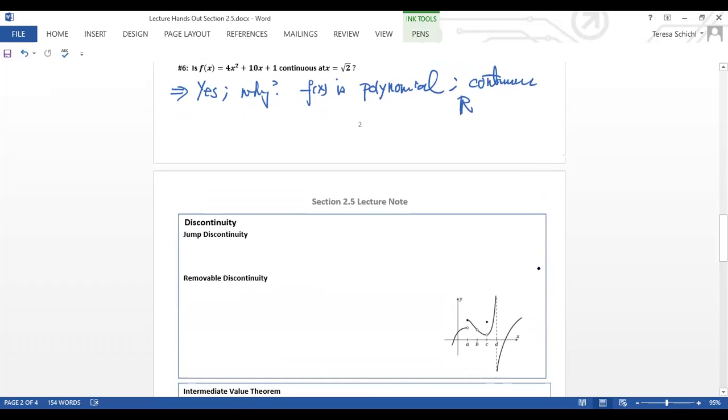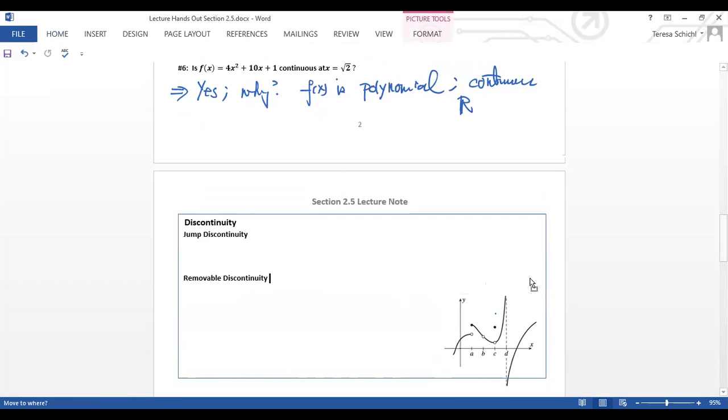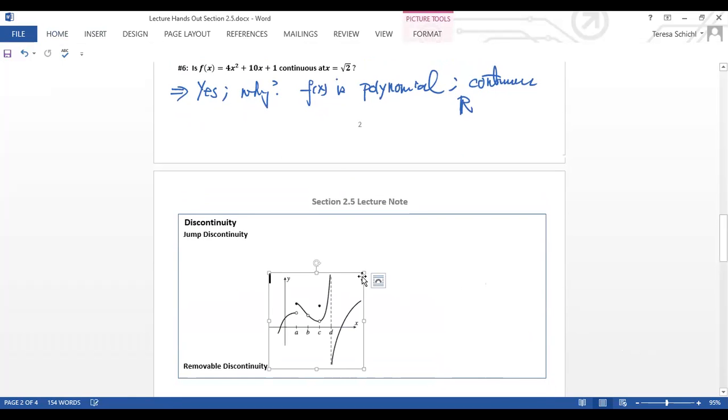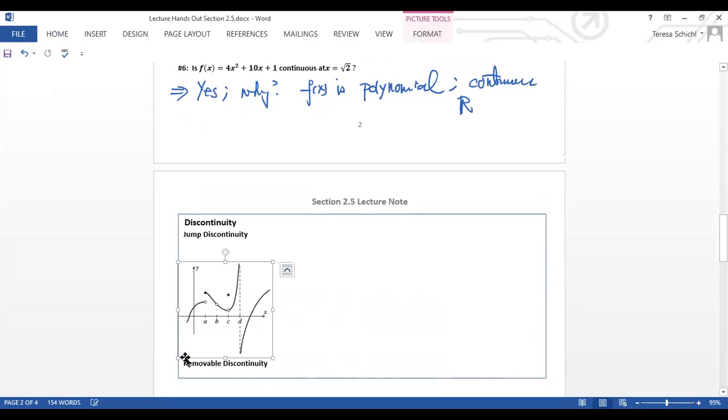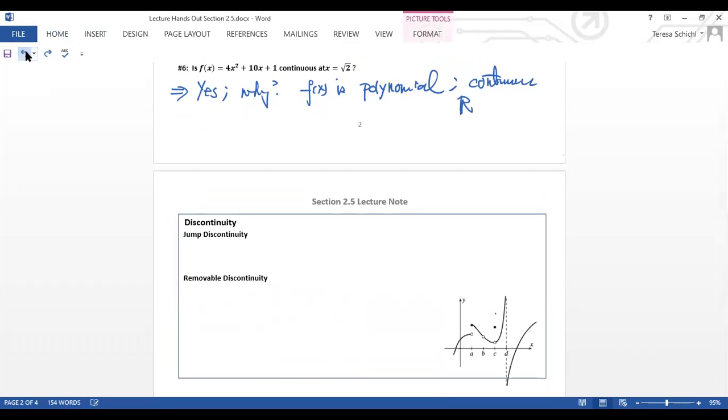We say some point is continuous, some point is not continuous here. So let's take a look here. Okay, so let's take a look at this one. Let me get a little bit bigger, right? Okay, so now let's take a look here.